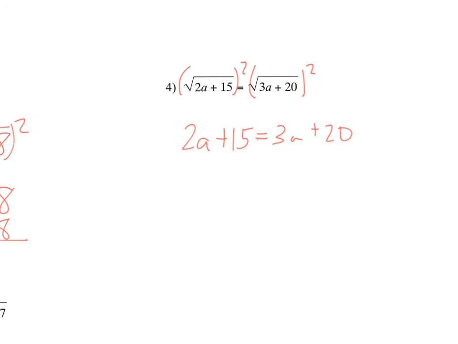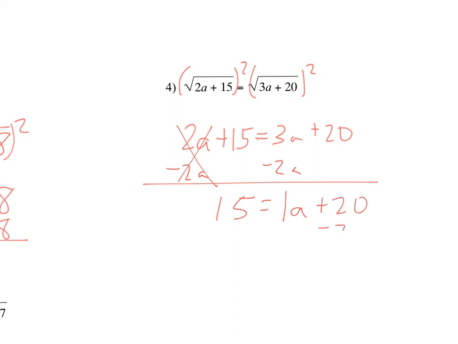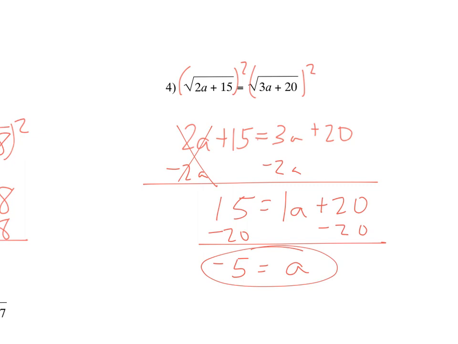And now it's just an algebra problem that we did back in September. So all I have to do is subtract 2a. I get 15 because this goes away. And it equals 1a plus 20. Subtract 20. And I get negative 5 equals a. There's my answer. So that's it. That is solving radical equations.